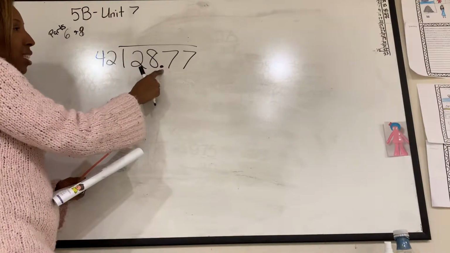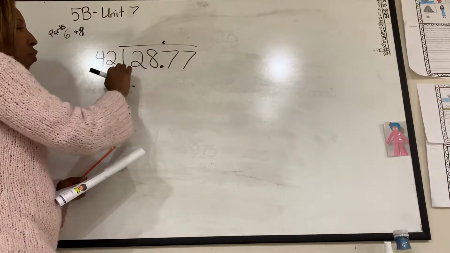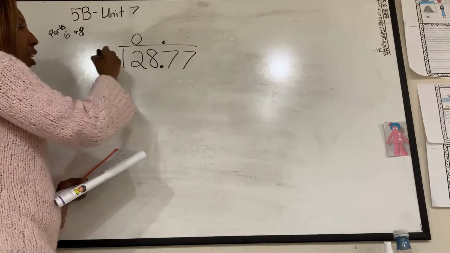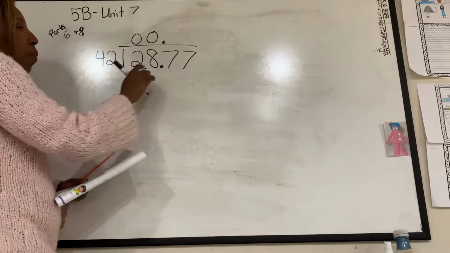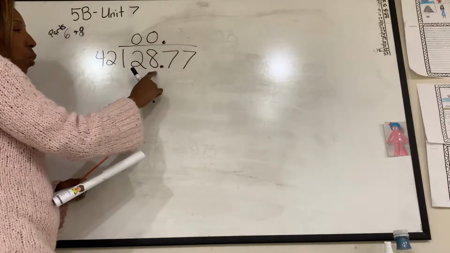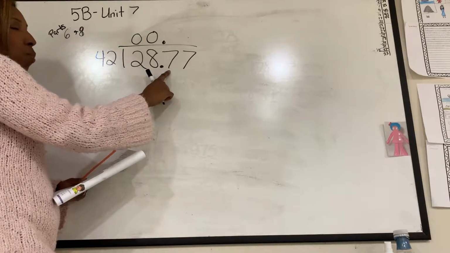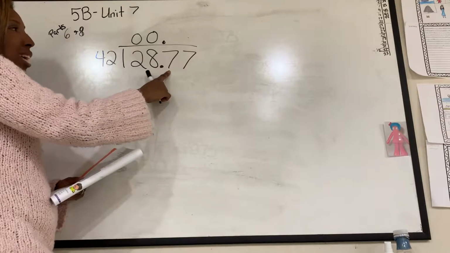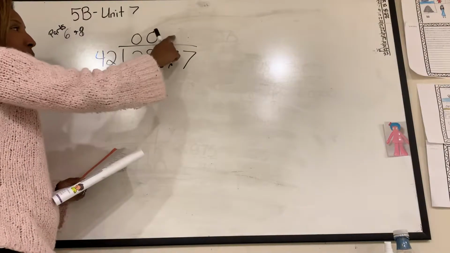So again, I know my decimal just pops up. I know 42 can't go into 2. I know 42 can't go into 28, but I know that 4 times 7 gives me 28. So let's see, it's probably going to be 7 or maybe a little less than 7. So I know my number's going to be here.